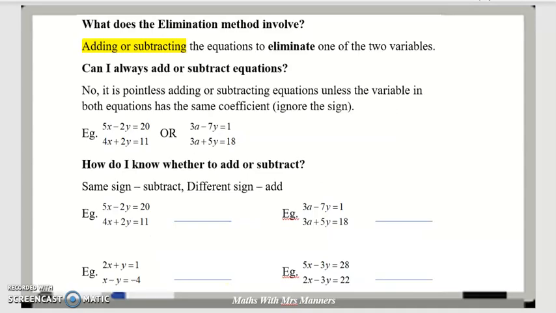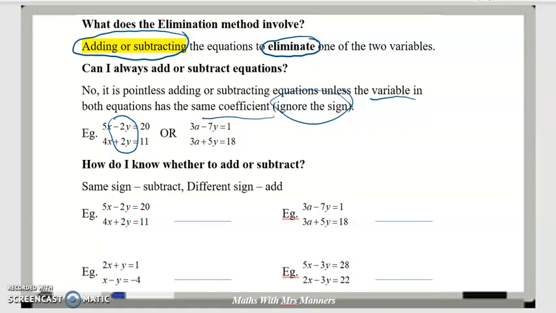So what does the method of elimination involve? Well, it requires you to add or subtract the equations. So that's one thing you will always have to do when you use elimination: add or subtract your equations. The point is this will help you to eliminate one of the variables, and that's why it's called the method of elimination. So can I always add and subtract equations? Well, no, you can't just add and subtract equations unless the variable in both equations has the same coefficient. And I've just said here, ignore the sign. So for example, here we've got 2 and 2, ignore the sign, and we can add or subtract them. And here we've got 3a and 3a, they're identical, so we can add and subtract them.